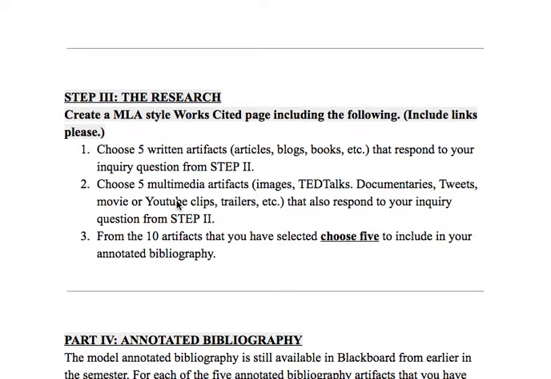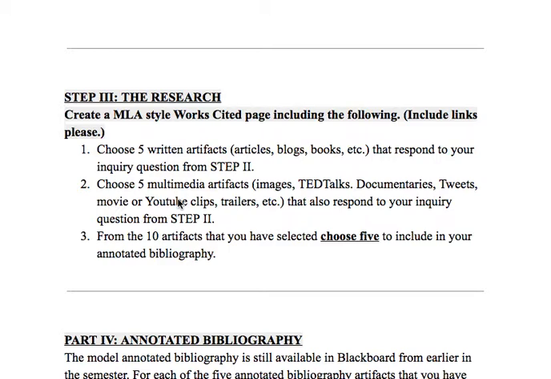Step 3, the research. What you're creating here is a works cited page, but you're creating it with 5 written artifacts and 5 multimedia artifacts. 5 written artifacts, whether they're articles, blogs, books. Multimedia artifacts are images. So written artifacts are things we read. Multimedia artifacts in this case are things we see or watch, right? 5 and 5. What the 2 types of artifacts have in common is that they all must respond, in your opinion, to your research question.